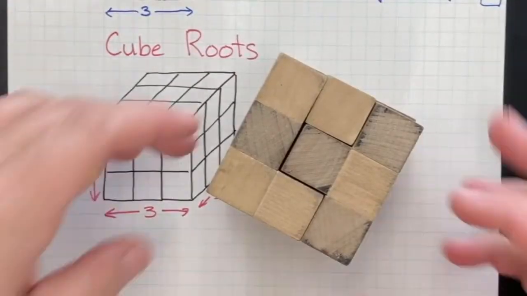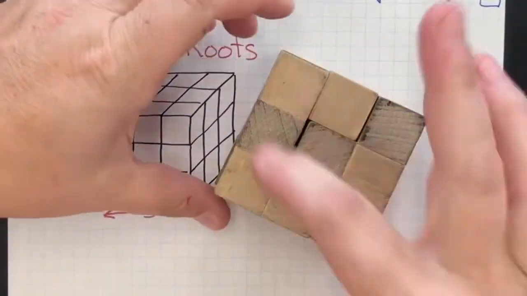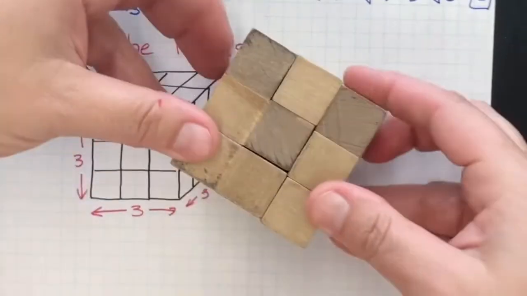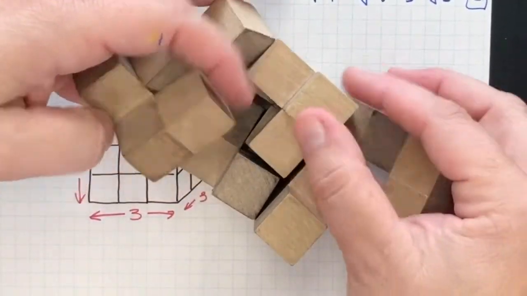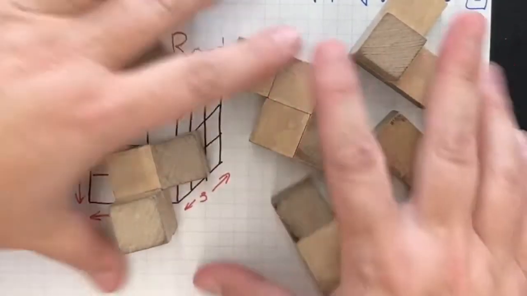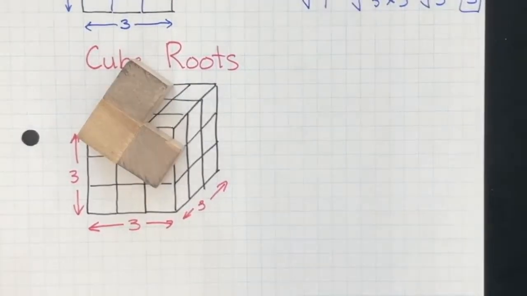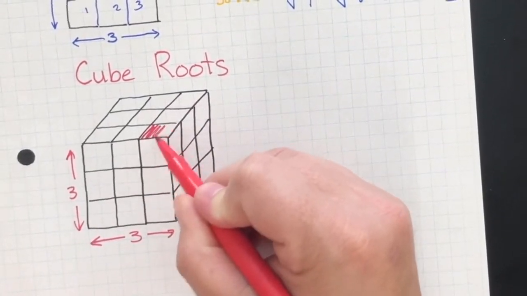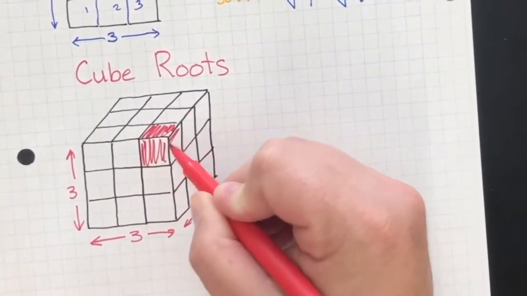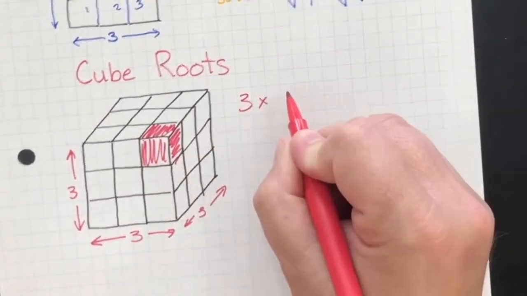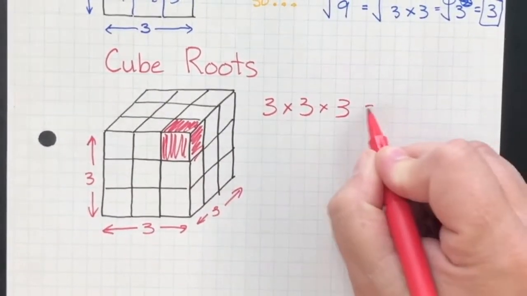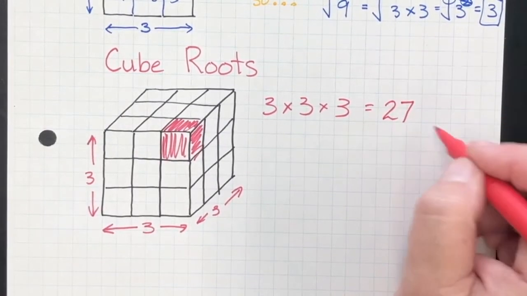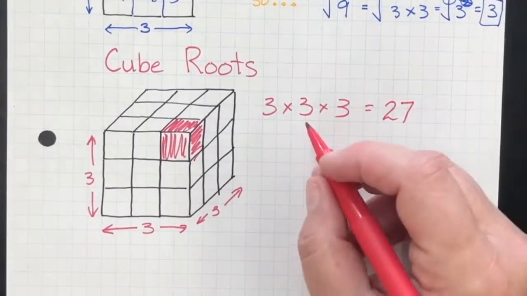All right, so what about a cube root? Well, we need to think about a cube. How many cubes are in a cube? You can see this cube is 3 by 3, but if you break it apart, it's full of a lot of tiny cubes. We can look at a corner one, and it's easy to see how many of these little tiny cubes are in this bigger cube that is 3 units by 3 units by 3 units. If we count them all up, we would see that there's 27.